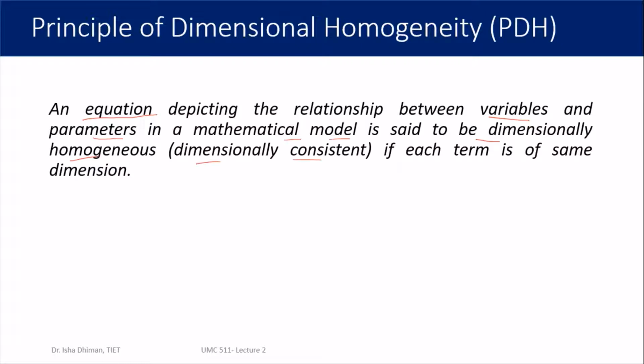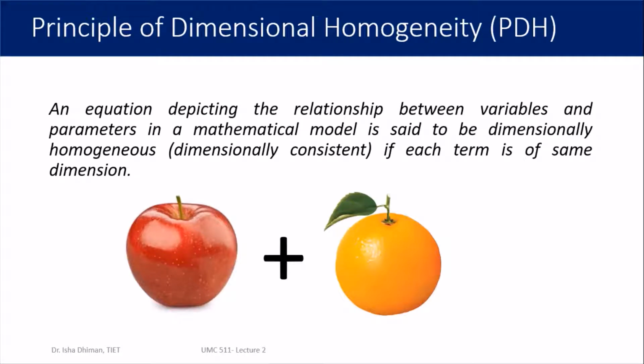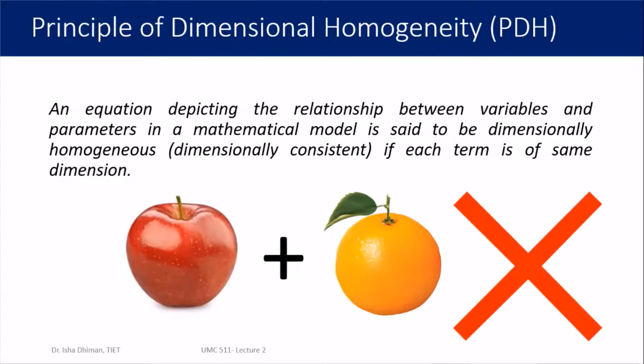You can call it dimensionally homogeneous, dimensionally consistent, or dimensionally correct, if each term is of the same dimension. What essentially it means is that it does not make any sense to add apples with oranges. This is just a famous saying, an analogy adopted to make you understand the concept of dimensionally correct equations: oranges cannot be added to apples because both of them represent different physical quantities.